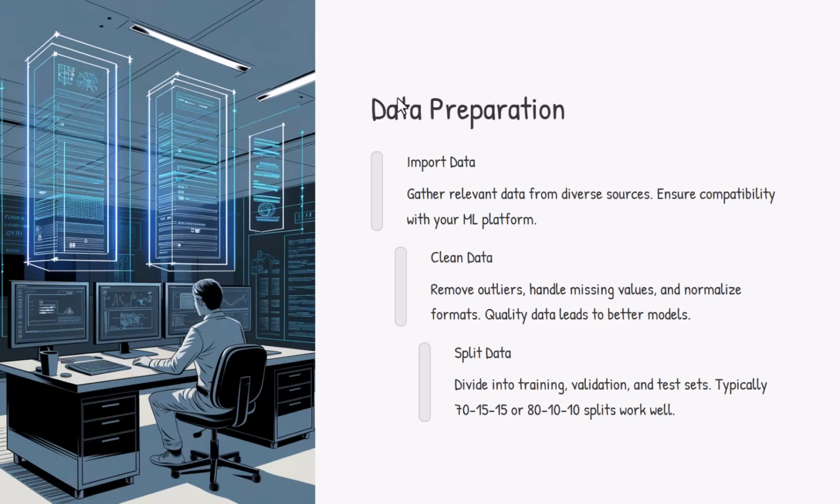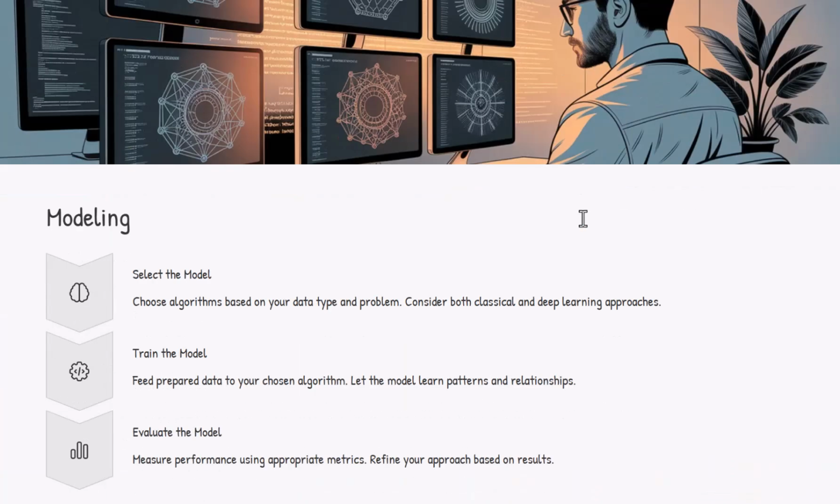Split into train and test sets, usually an 80-20 or 70-30 split. Just don't peek into your test set too early. That's like cheating on an open book exam. Now comes the fun part, modeling. This is where the machine starts to learn.